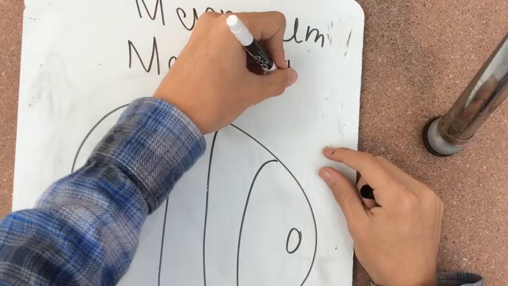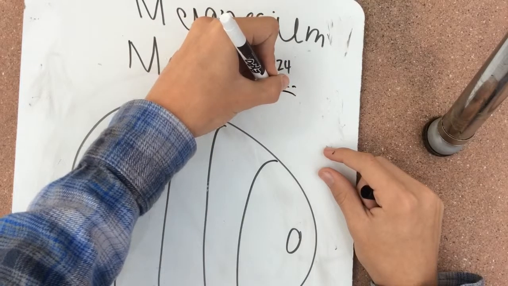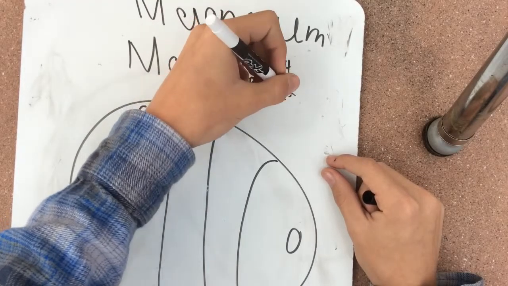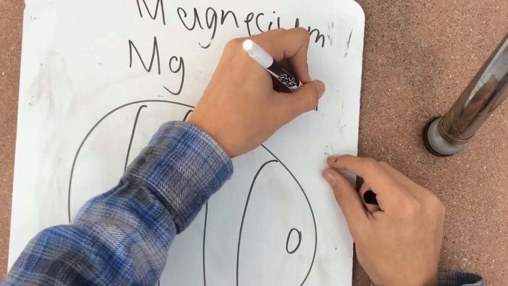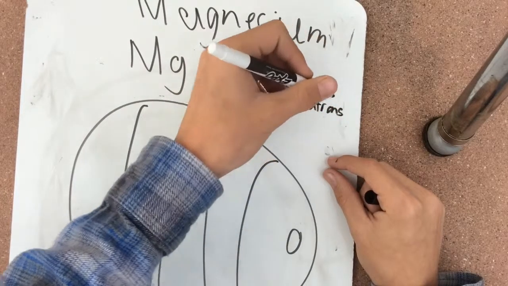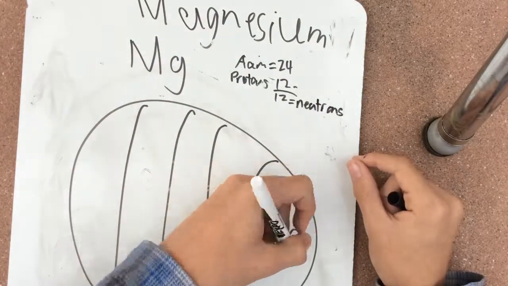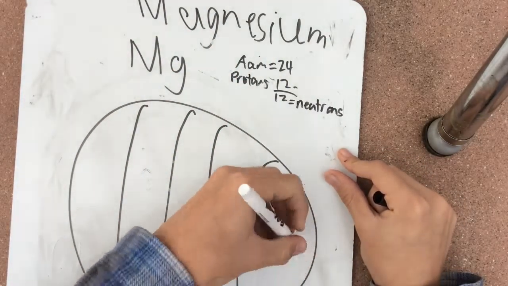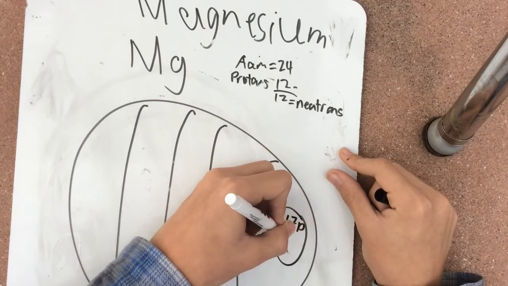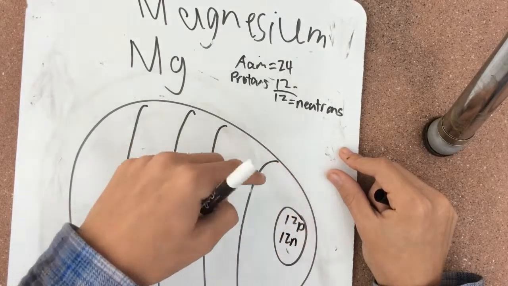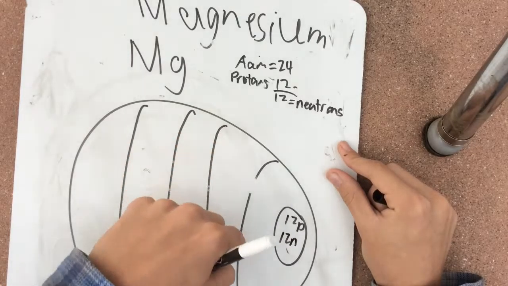And then you take the amount of protons and subtract that from the rounded atomic mass. So 24 minus 12 equals 12. Because of that, that's the amount of neutrons that the nucleus has. So there would be 12 neutrons in the nucleus and 12 protons in the nucleus.